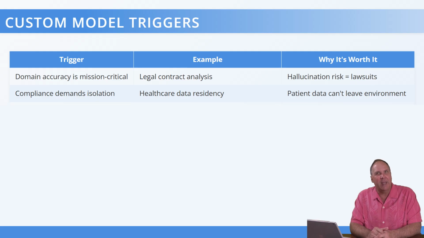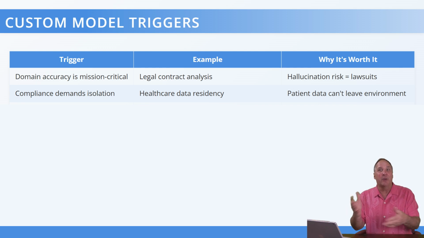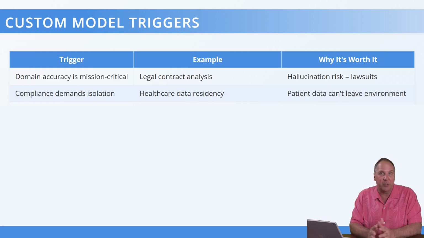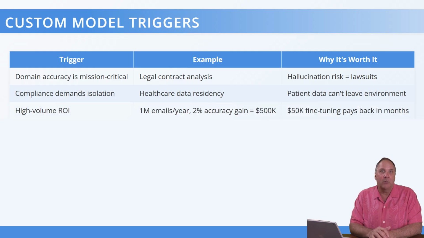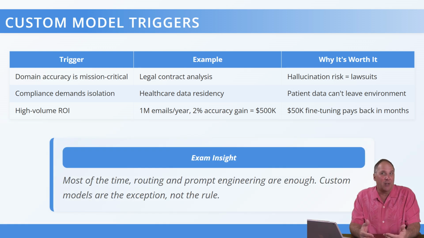Second, compliance demands isolation. For example, a healthcare company with strict data residency requirements. Patient data can't leave your environment. You deploy a fine-tuned model in your own Azure subscription. There you have full control and full compliance. Third, long-term volume. That would justify the upfront cost. Let's say you're processing 1 million emails per year. A 2% accuracy improvement saves $500,000 in downstream issues. Fine-tuning costs $50,000 up front, and so it pays for itself in about 3 months.